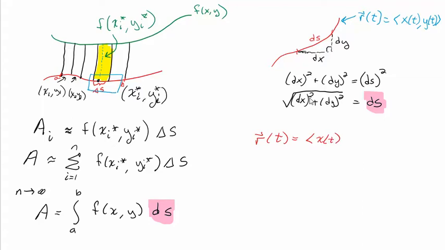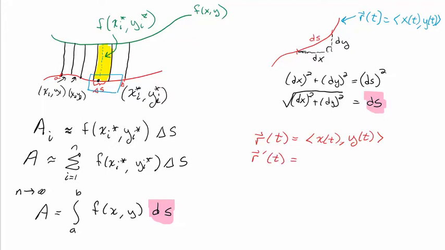What could we do to this vector valued function to get something that looks like dx squared plus dy squared? Maybe think about that a little bit. Okay, so what we're going to do first is take the derivative of this.